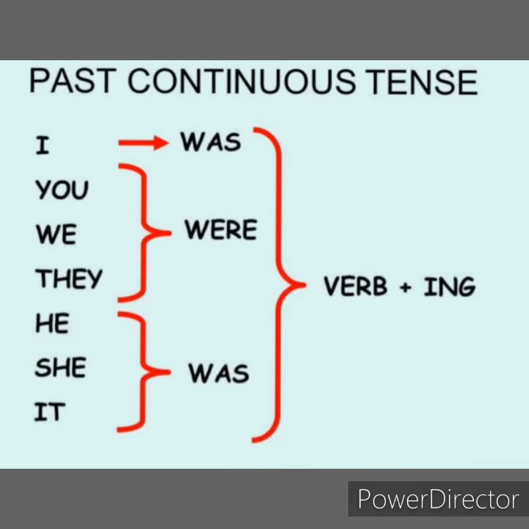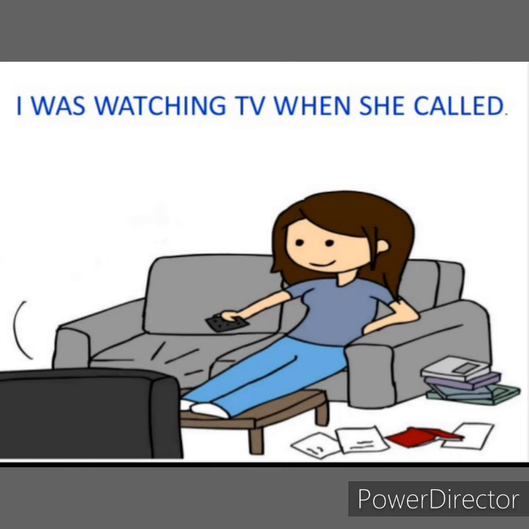In past continuous tense, with I we use was, with you, we and they we use were, and with he, she, it we use was and then ing form of verb. Take some more examples. I was watching TV when she called. Children were playing games.